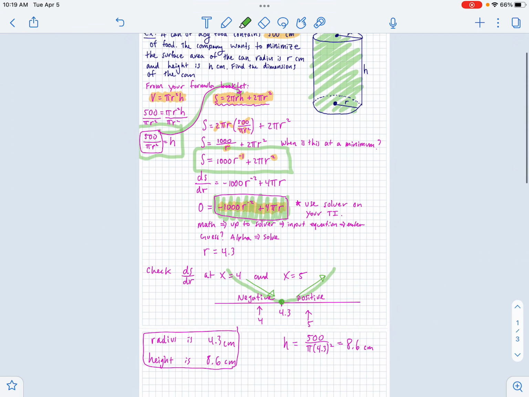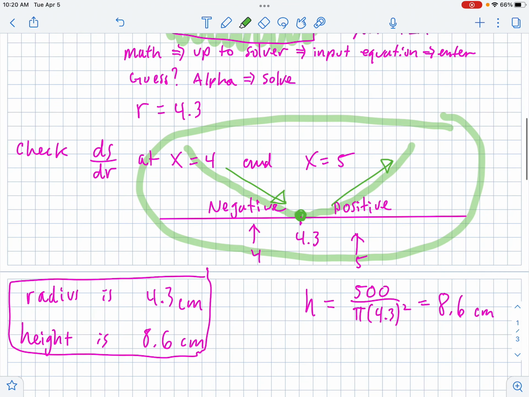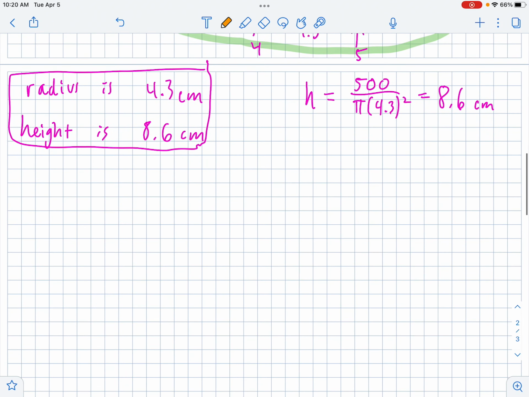Then the algebra was too hard for us right around here, so we turned to the solver in our calculator, and then using the solver, we found out that that derivative is equal to 0 at 4.3. Then we did a quick check to see if it was negative to the left of that spot and positive to the right of that spot, to make sure we found a minimum and not a maximum. We did indeed find a minimum because it flipped from negative to positive.